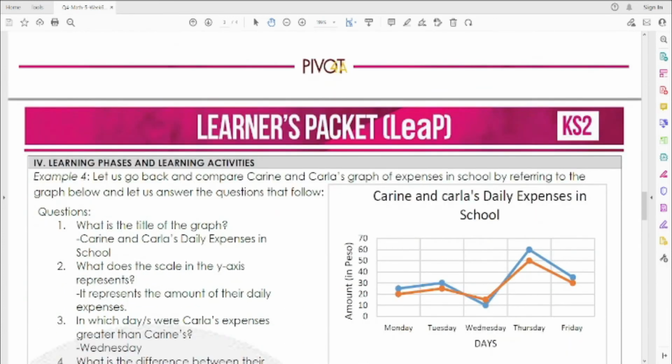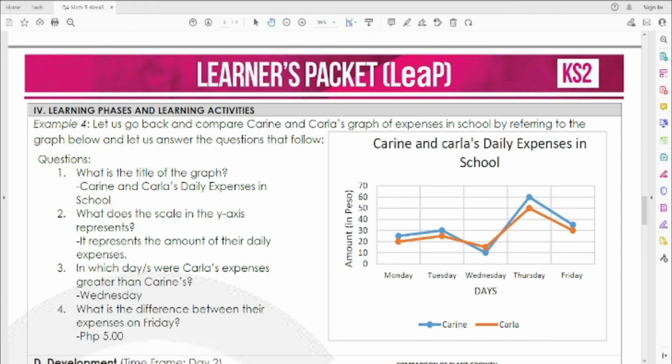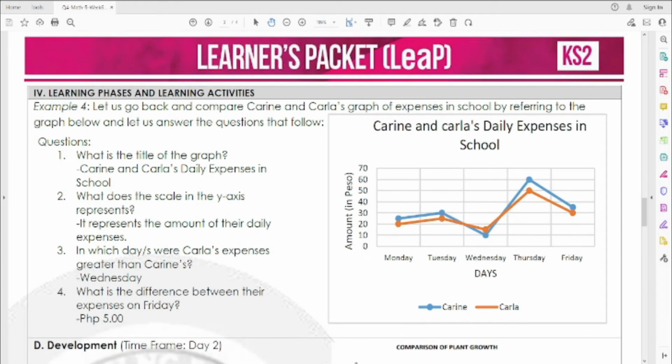Now, for example 4, let us go back and compare Karin's and Carla's graphs of expenses in school by referring to the graph below, and let us answer the questions that follow. We may use again Karin and Carla's daily expenses in school. For question 1, what is the title of the graph? Karin's and Carla's daily expenses.